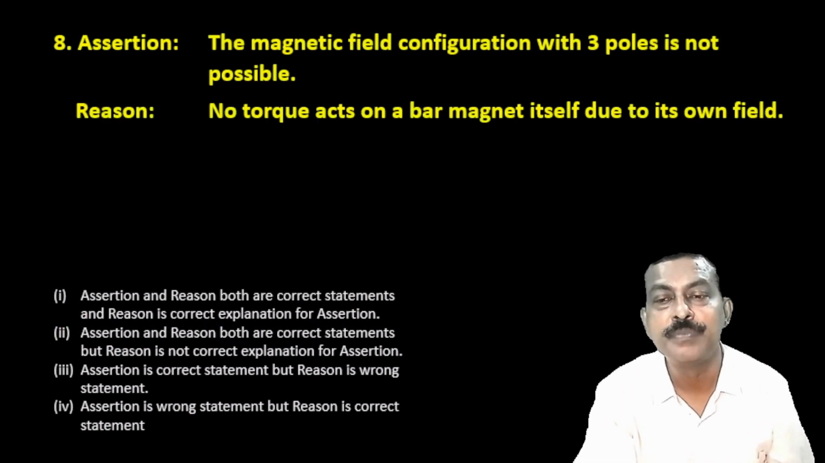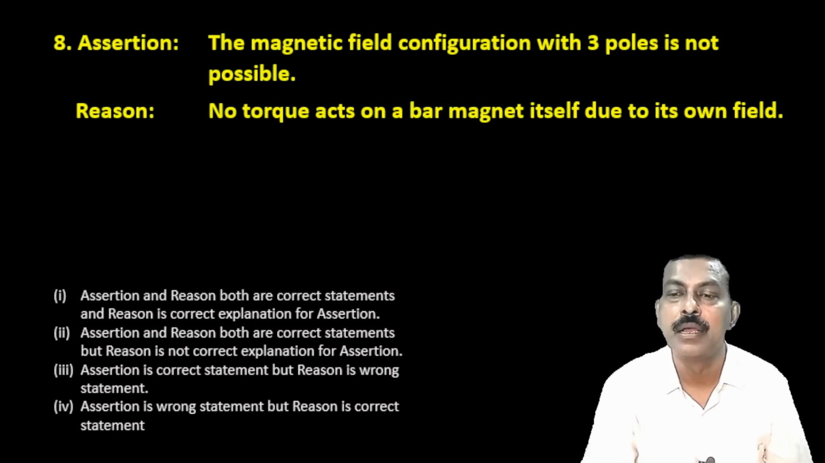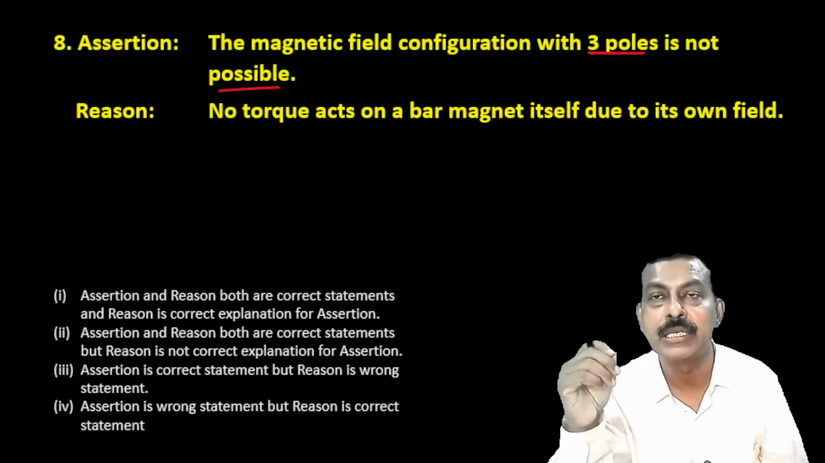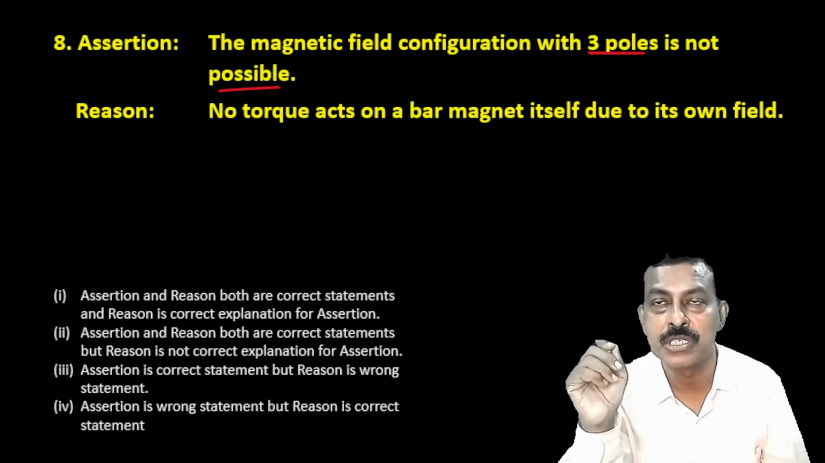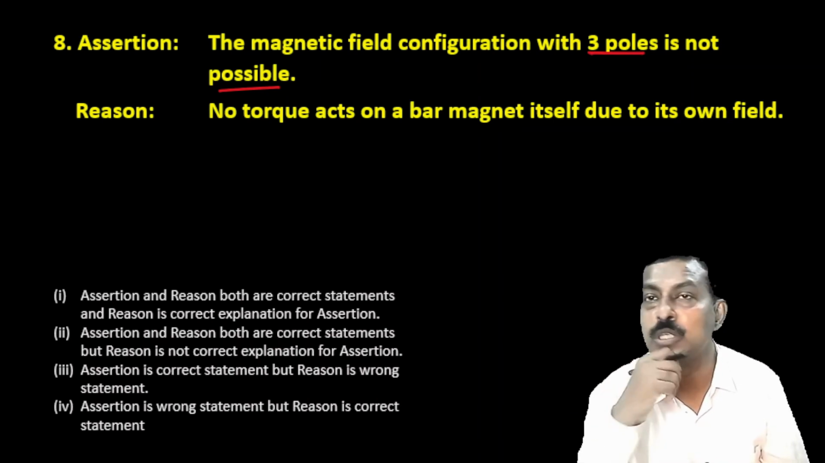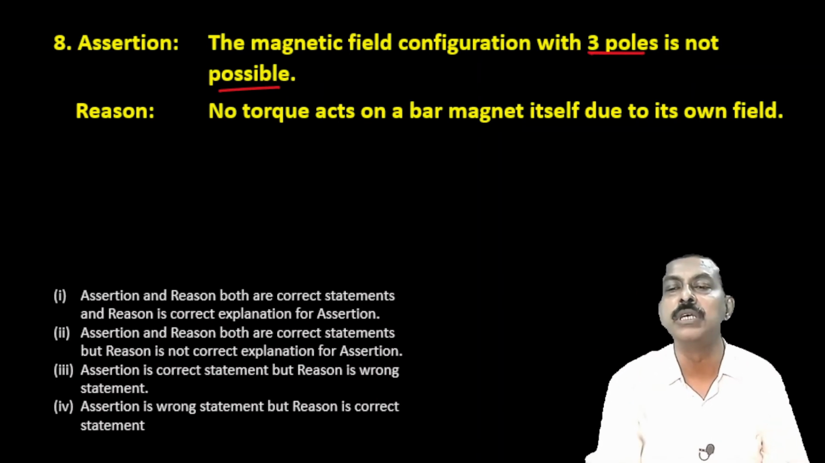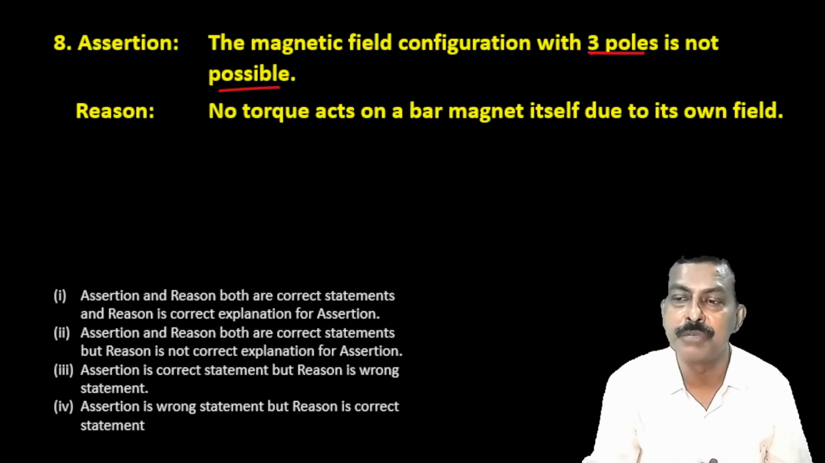Let's take now the 8th question. The magnetic field configuration with 3 poles is not possible. Of course, you know that in magnetism, monopoles do not exist. Whenever magnetic poles occur, they will always occur in pairs. So obviously with 3 poles, magnetic field configuration is not possible. This is true.